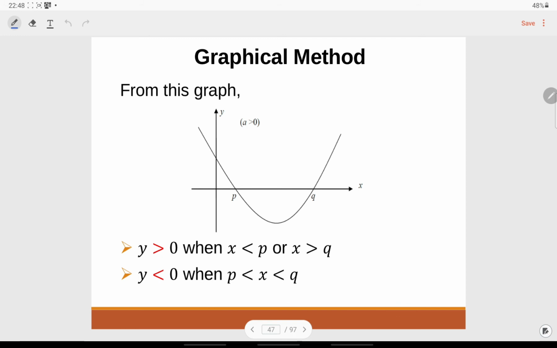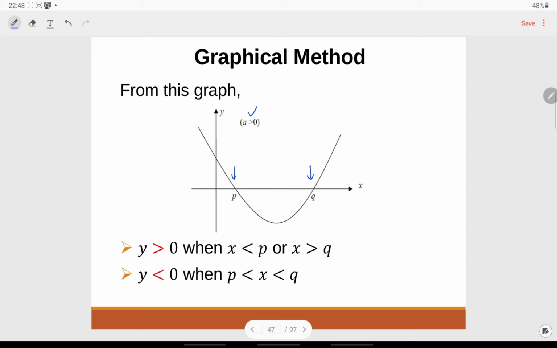Okay, from this graph we have the following information. We can interpret from this graph the following information. This is the graph when the value of the constant a is greater than 0. We have a smile form. This graph cuts the x-axis at 2 points, p and q. So what information can you get from this graph?